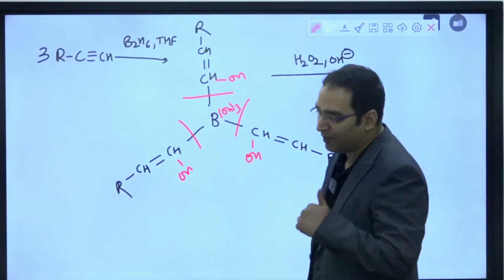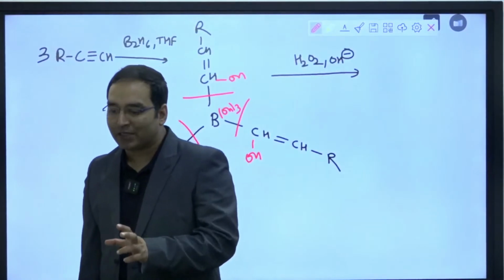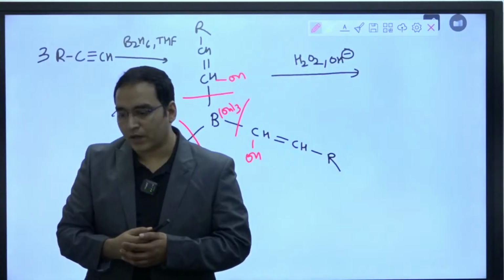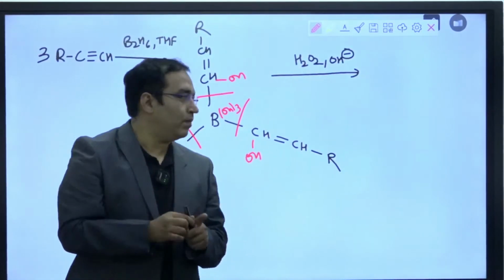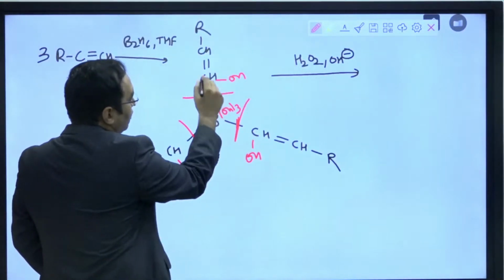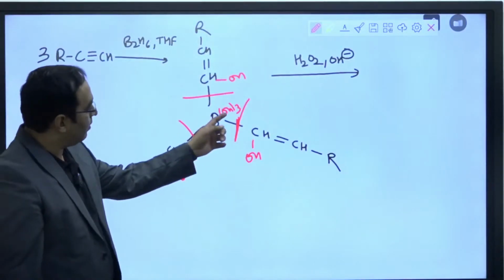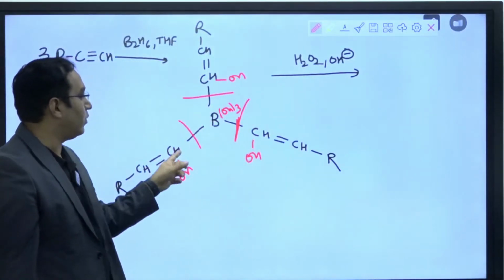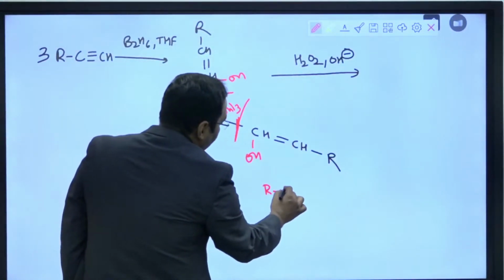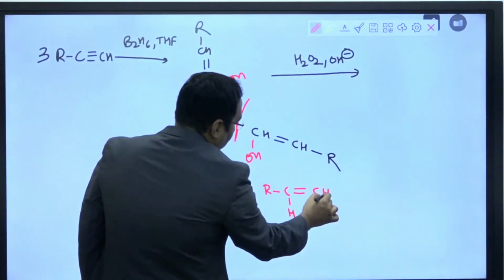Is it not the repetition of the same thing which we have discussed earlier? H2O to OH minus is basically OH minus as a nucleophile attacking on boron and breaking the bond. Okay. So when H2O to OH minus is given, you have to go to the boron point and break this bond and assign OH both sides. Yeah, B(OH) whole thrice will be coming out, and these portions will get OH. Is it clear? So if you look at this compound, what is this compound? It is RCH double bond CHOH.